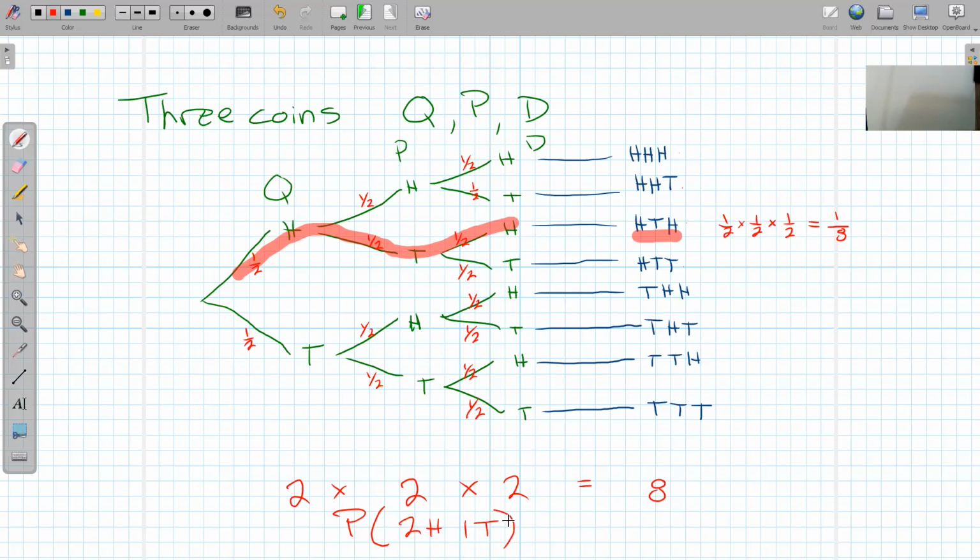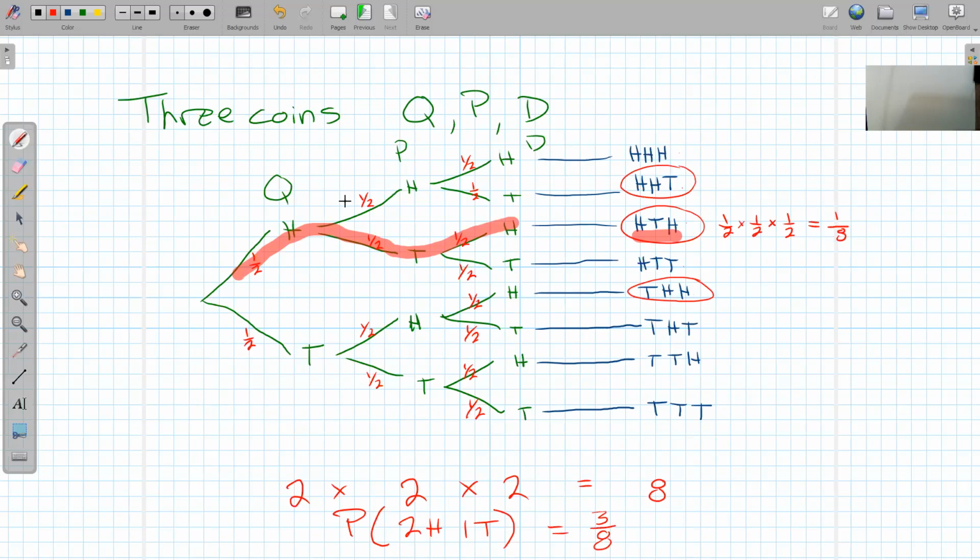Now, I'm not really specifying order there. I'm just saying, hey, I want 2 heads and 1 tail. So I would just look up here to try and figure out, okay, when are there 2 heads and 1 tail? Well, here's 2 heads and 1 tail. Here's 2 heads and 1 tail. Here are 2 heads and 1 tail. I see 3 different ways it could happen. So favorable outcomes there would be 3 out of total 8.